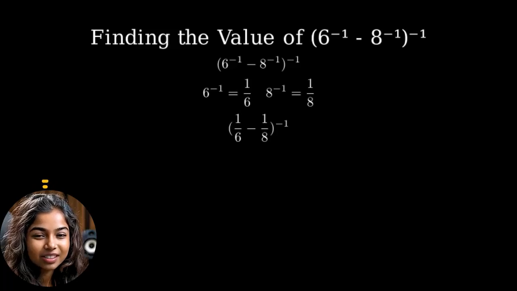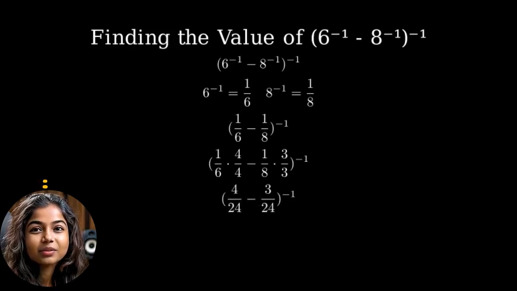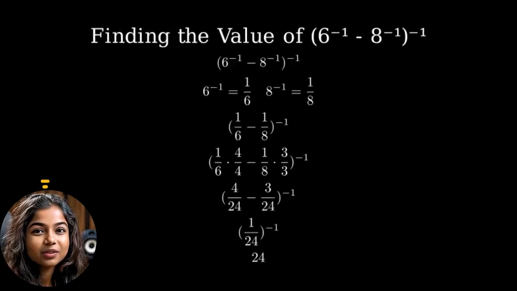To subtract fractions, we need a common denominator. The least common multiple of 6 and 8 is 24. Let's multiply the first fraction by 4 over 4, and the second fraction by 3 over 3. Now we can subtract the numerators, since we have the same denominator. 4 minus 3 over 24 equals 1 over 24. Finally, remember that raising a fraction to a negative power means we flip the fraction. So 1 over 24 to the negative first power equals 24.